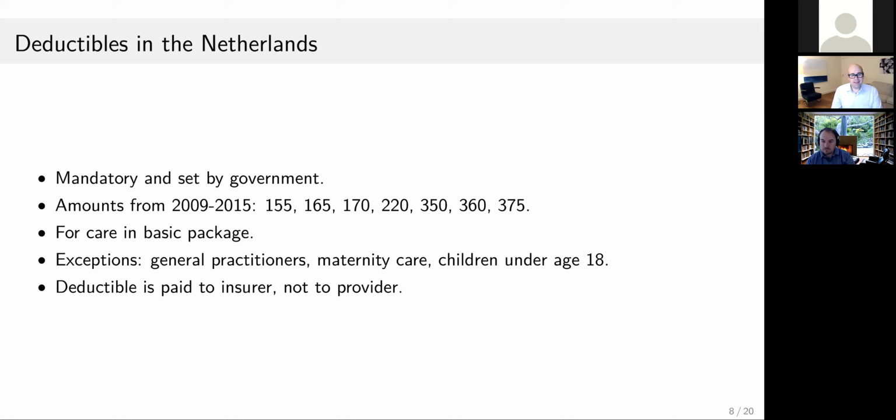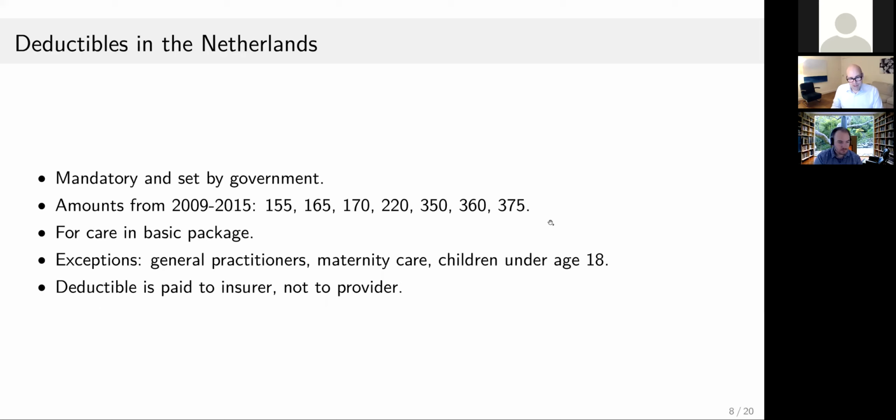Okay, so it's much simpler than in other countries because there is a so-called basic package that all insurance providers have to offer. The contents of that basic package are mandated by law. So every year a commission or some body sits down and they determine what is in the basic package, and that's about it. There's a mandatory deductible, as I said earlier. That mandatory deductible was 155 euros in 2009, and then it increased gradually over time. So in the last year of our data, 2015, it was equal to 375 euros.